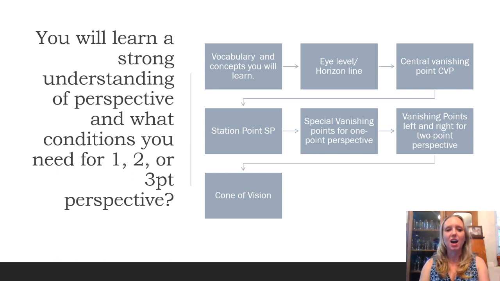You will learn a strong understanding of perspective and what conditions you need for 1, 2, or 3-point perspective. Vocabulary and concepts that you will learn are eye level and horizon line, central vanishing point, station point, special vanishing points for 1-point perspective, vanishing points left and right for 2-point perspective, and cone of vision.